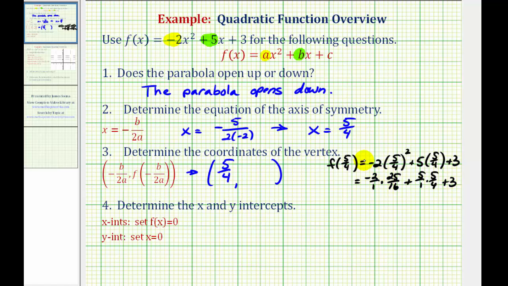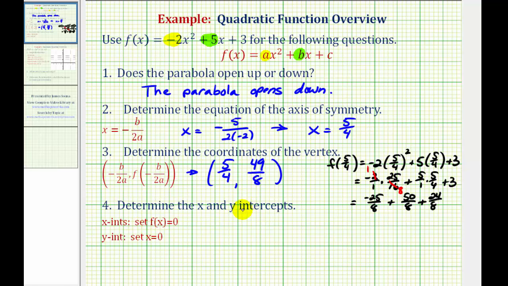Here a factor of 2 simplifies. This simplifies to 1, this simplifies to 8. So now we have negative 25/8 plus, this is going to be 25/4, but to have our common denominator of 8, this is equal to 50/8, plus 3 is equal to 24/8. So now we have a common denominator of 8. We'll add the numerators. Negative 25 plus 50 is 25, plus 24 is equal to 49. So the y-coordinate would be 49/8. We will convert this to a decimal when it comes time to plot the point.